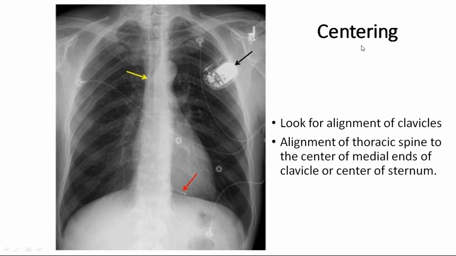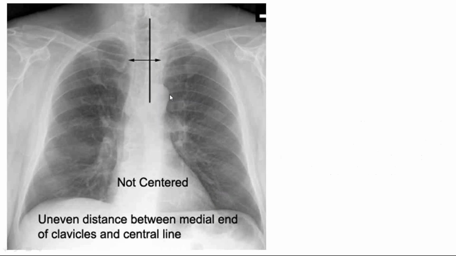And now the question is centering. After you have checked inspiration, look at centering. The tracheal shadow and the clavicular inner ends usually help with this alignment: the thoracic spine to the center of the medial ends of the clavicles or the center of the sternum. So the thoracic spine position compared to the inner ends of the clavicles helps you see whether the centering is done or not. See, this is the inner end of the clavicle and this is the center of the spine. So if the distance is equal on both sides, that is a well centered film.